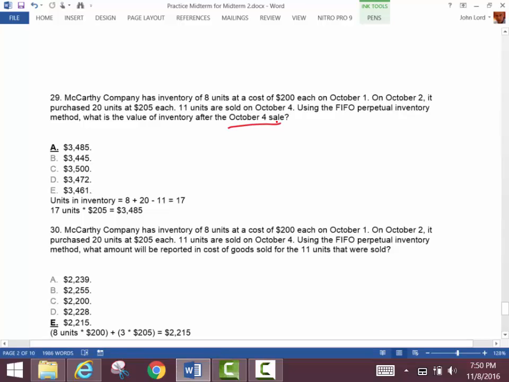So on October 4th, when we sell this inventory, we do what? We got to sell 11, so we get rid of all 8 of those, don't we? Those are all gone. And then what? We sold 11, we still need 3 more units, don't we? So we grab them from these. So if you subtract 3 from that, you're now down to 17 times the 205. There's a calculation right there. Gives me the 3,485.